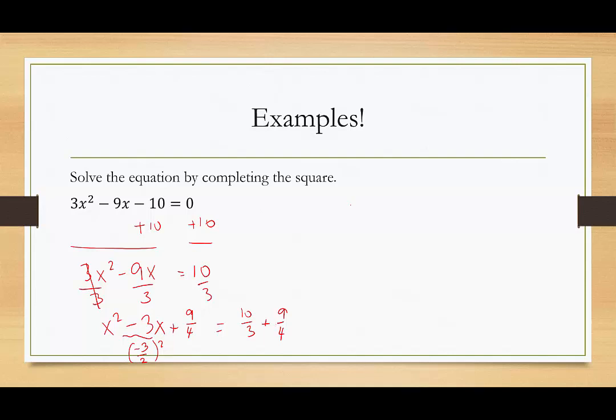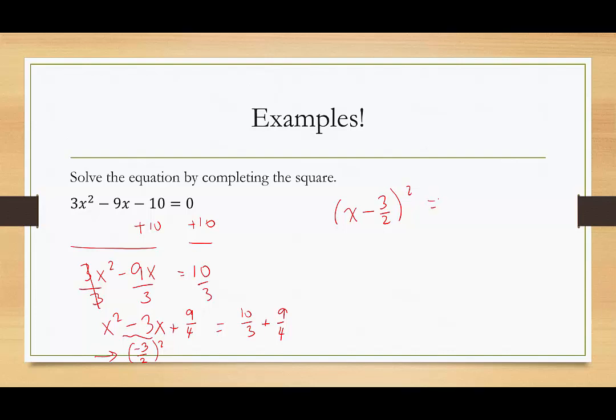And what's that going to give us? The left side is now factorable. It's going to factor into x minus 3 over 2, quantity squared. So remember, this tells us what that second root is going to be. Or you can do 9 over 4, the square root of that, which will still be 3 over 2, but you need to put the minus because the middle term is a minus.